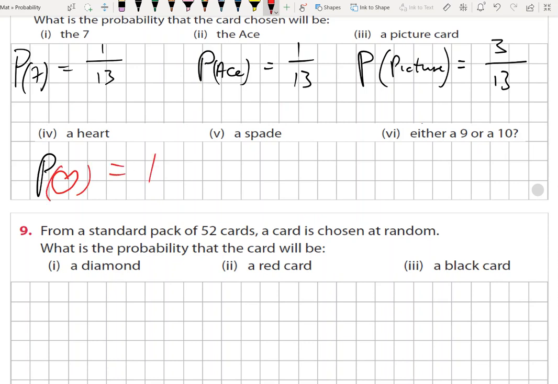The probability of a heart is 1. The probability of a spade, that's not a spade, equals 0. A 9 or a 10, the probability of a 9 or a 10 is 2 over 13.